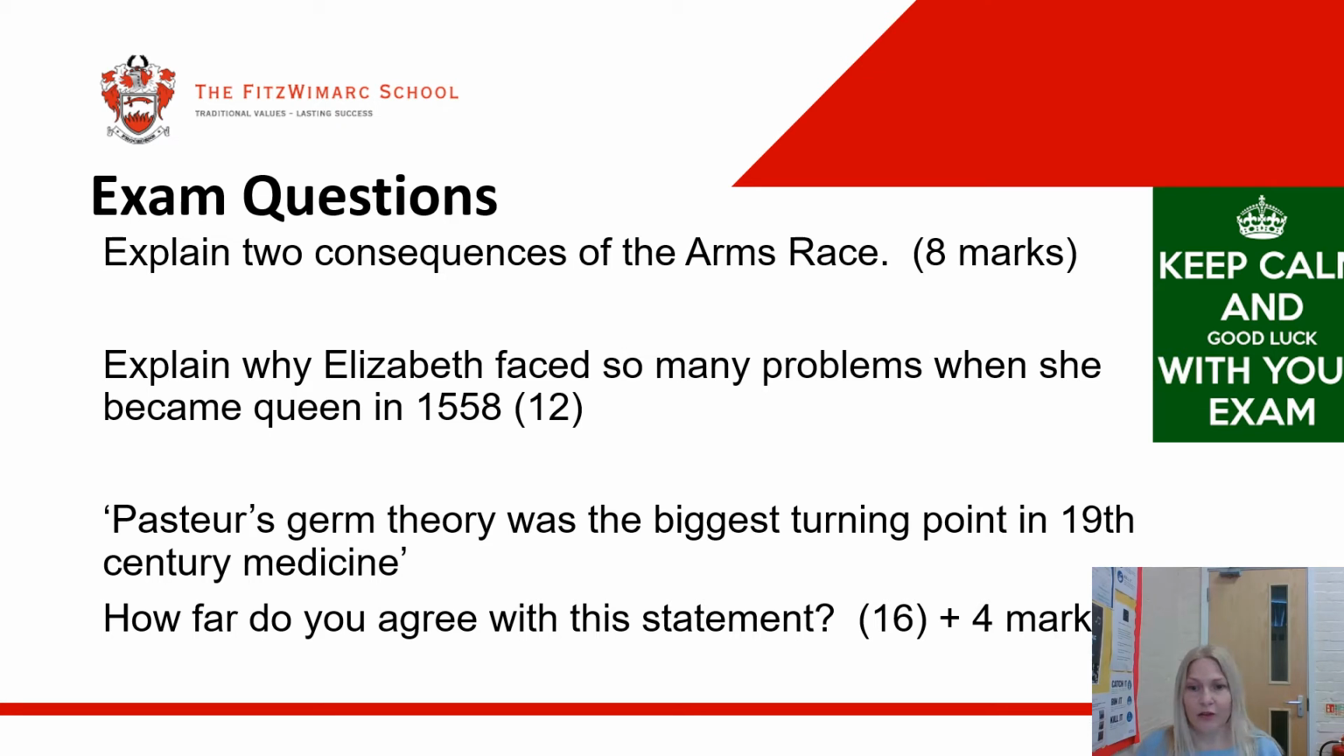You'll see that that's worth 16 marks, but there are also 4 marks for spelling, punctuation and grammar, so that's really important in these questions. These are always a statement, and students have to show they understand both sides of the argument. So for this one, they would argue that yes, Pasteur's germ theory was really important, but they might bring in another turning point in the 19th century, for example, the discovery of blood groups which allowed blood transfusion, or things like that. These are the kinds of questions that students will get.